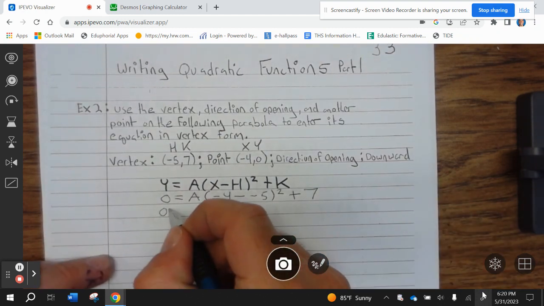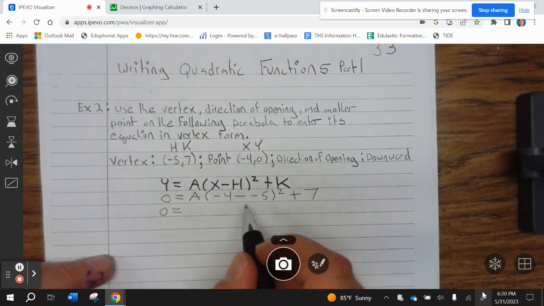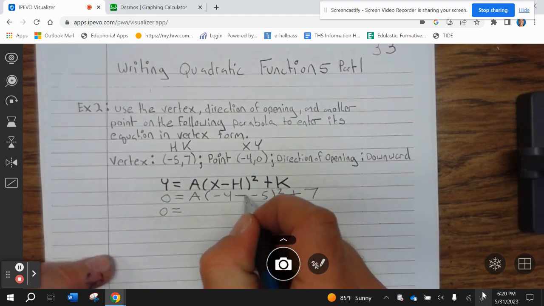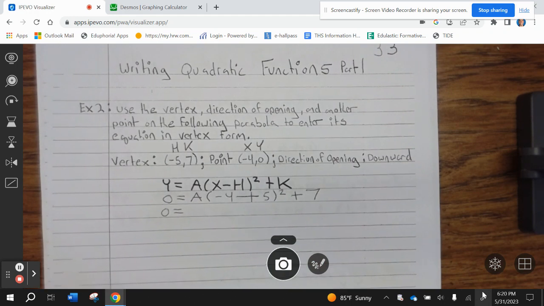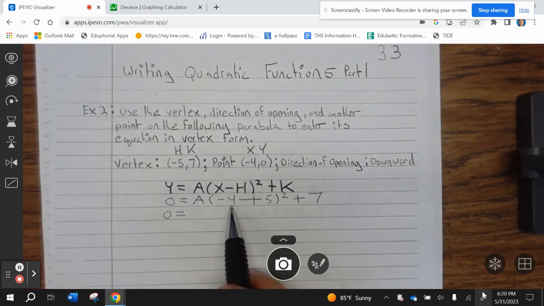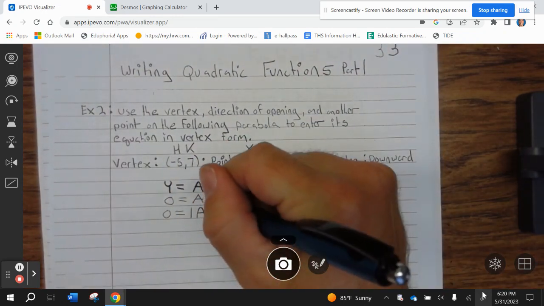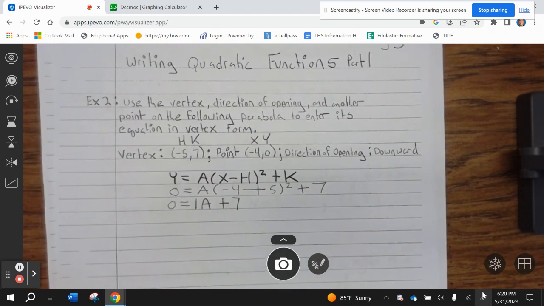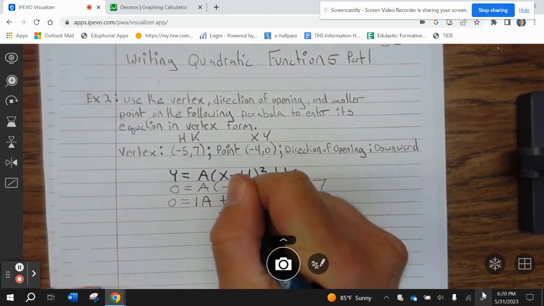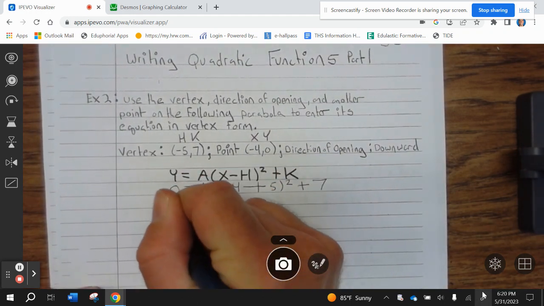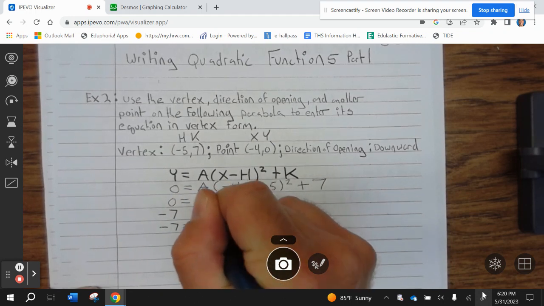So we have 0 equals, let's go ahead and find out what negative 4, now when you subtract the negative, that becomes plus, and actually that makes it easier. Negative 4 plus 5 is 1, 1 squared is 1, so that's just 1a plus 7. Okay, subtract 7 from both sides, so negative 7 equals a.